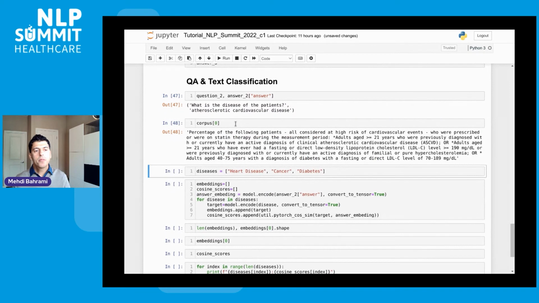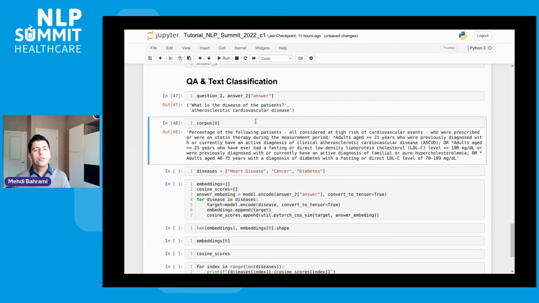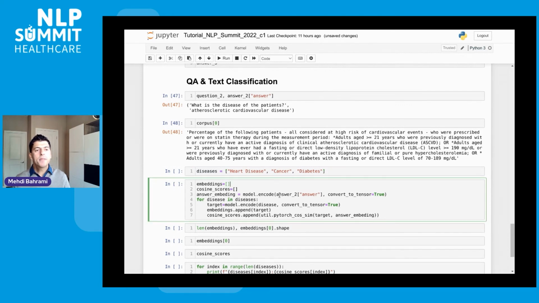If you recall, this is the text from which we captured the answer. Now we're going to say we have three classes: heart disease, cancer, and diabetes. I'm going to select these three categories and find the similarity between them and the answer which we captured from the question answering. Based on that, we can classify the specific answer we captured: where it comes from, what the source is, and what the class is.